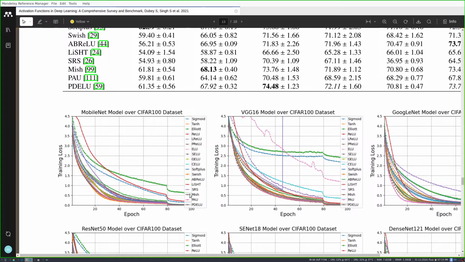There is a SwiGLU in this one. There is GELU. GELU is decent. ELU is even better, I guess. So this is a different one. What is the pink one? Oh, well, it's really good here.